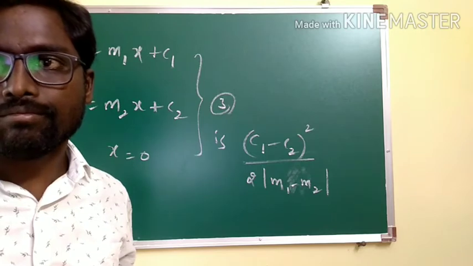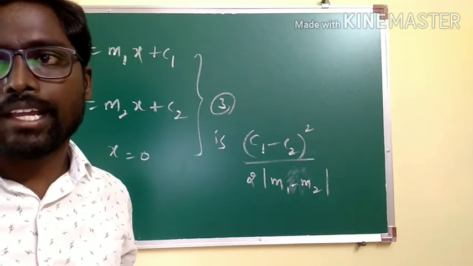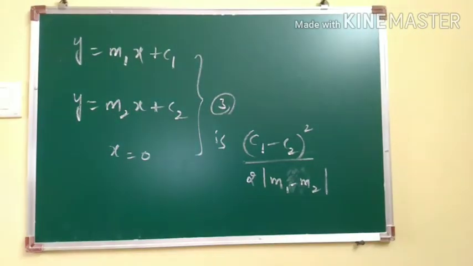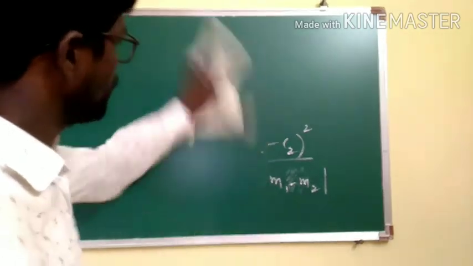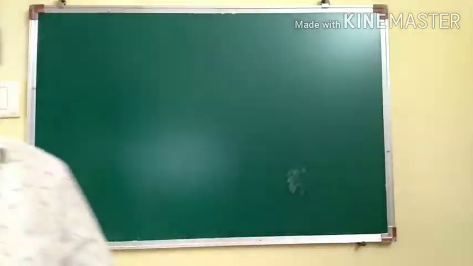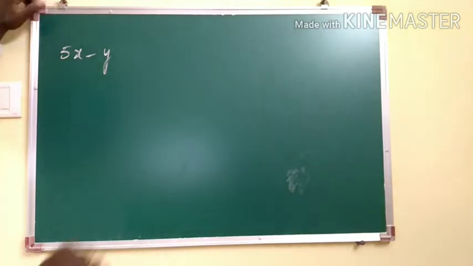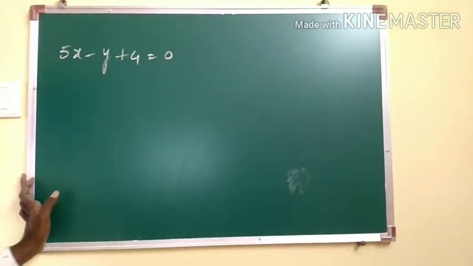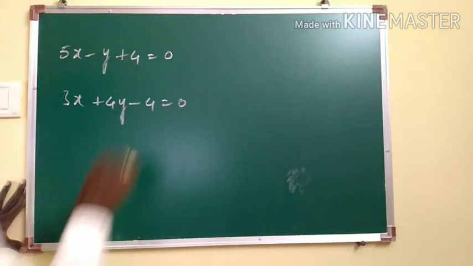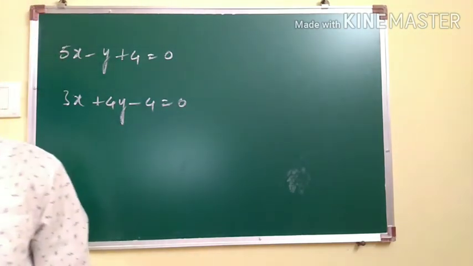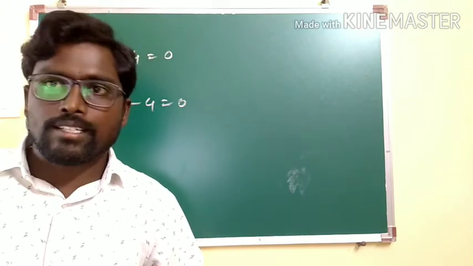Take another problem. A line is such that its segment between the lines 5x minus y plus 4 equal to 0 and 3x plus 4y minus 4 equal to 0 is bisected at the point 1 comma 5.